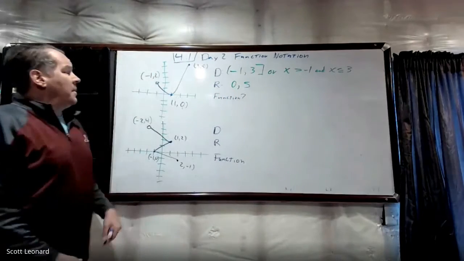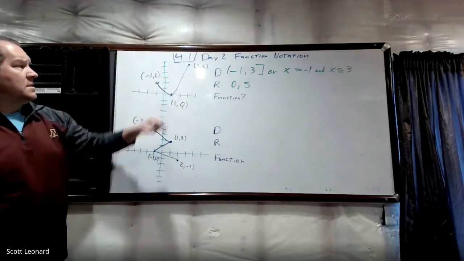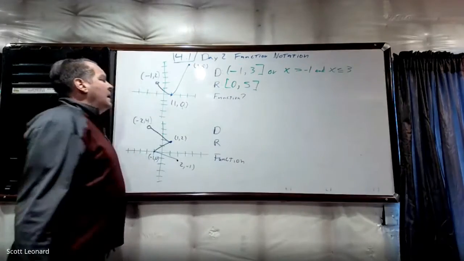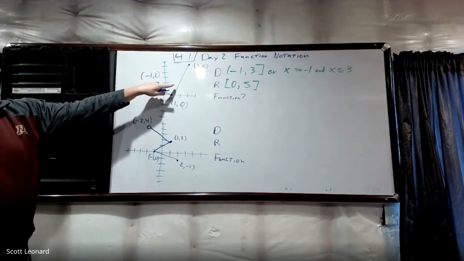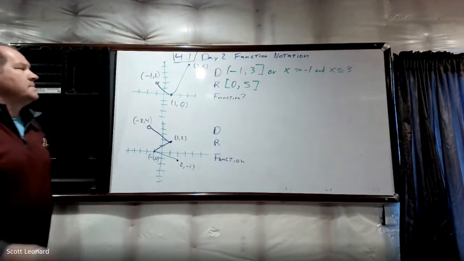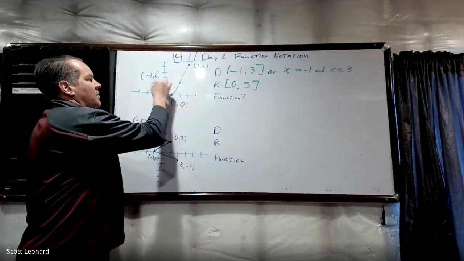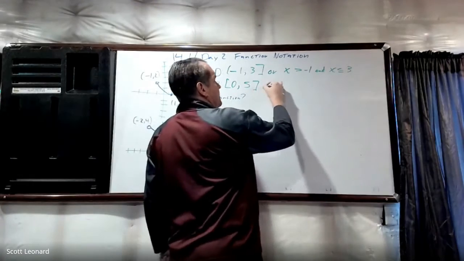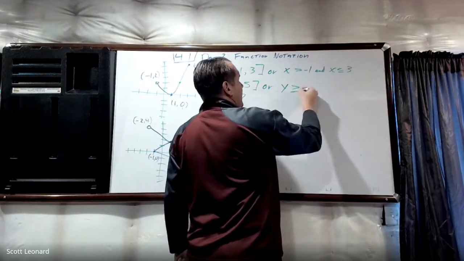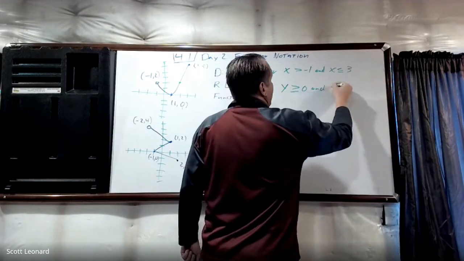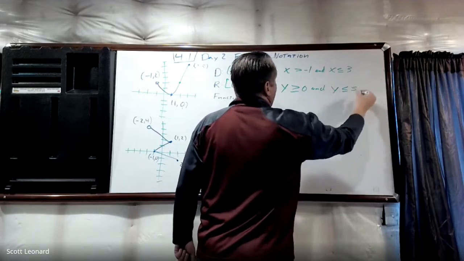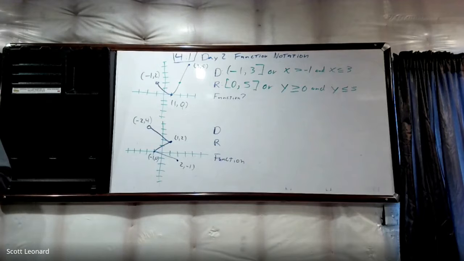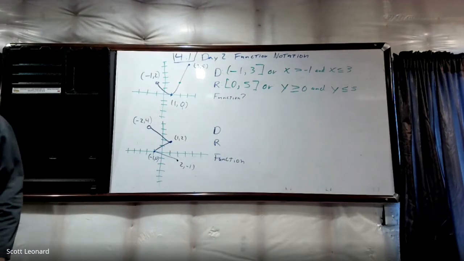Okay. And both of them are closed circles, so I'm going to use brackets on both. Even though there's an open circle at 2, it gets filled in right there. Our range: y is greater than or equal to 0, and y is less than or equal to 5. Everybody good?